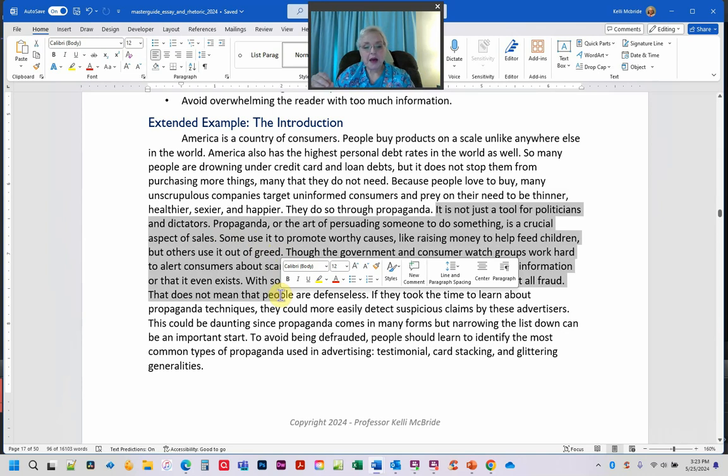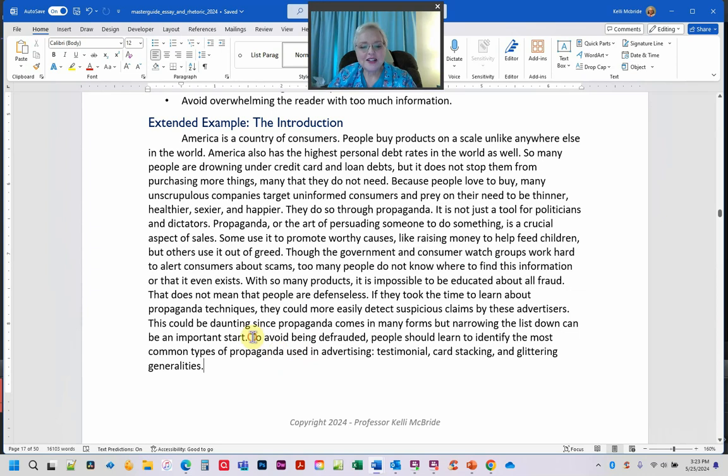And then we get to this problem about, okay, so there's good propaganda and there's bad propaganda. So people need to be able to tell the difference. And so here's how they can do it with three of the most common things. Do you see how that all leads to the thesis?